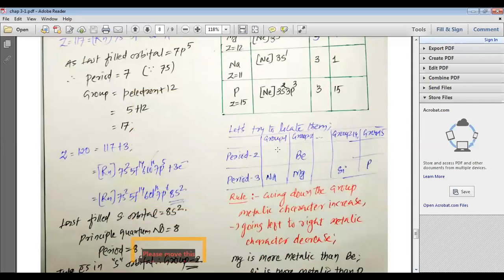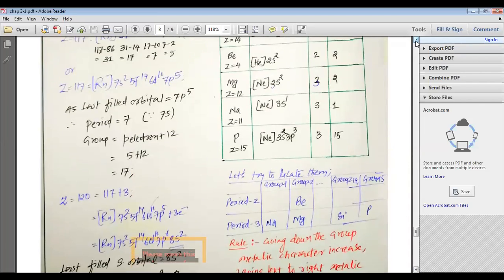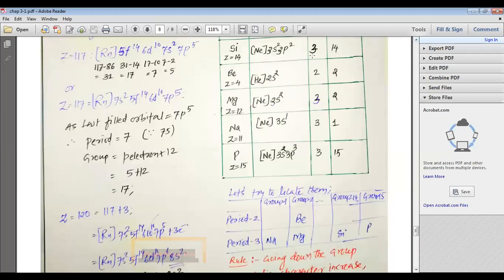Now let us arrange these elements into the periodic table. We will arrange them by making a very small periodic table. Let us try to locate them. We have group number 1, group number 2, group number 14 and group number 15. In period number 2 we have beryllium, and in period number 3 we have sodium, magnesium, silicon and phosphorus. So we have arranged them into the periodic table.